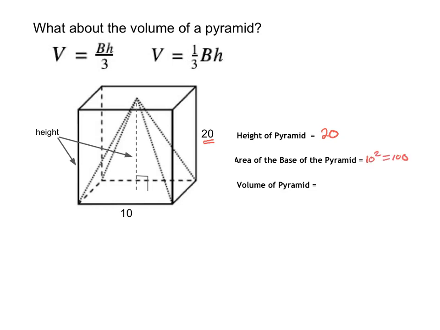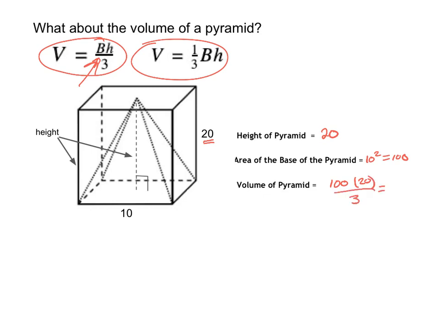So now the volume. I can use either one of my volume formulas. I usually like to do base times height divided by 3. So that would be my base, which is 100. And actually, I should back up just a second here. The capital B in my formula stands for the area of the base, just like when we were doing the volume of a prism. So for my pyramid, the area of the base is 100 times the height, which is 20, and I divide that by 3. And when I put that in my calculator, I end up with 666.67.